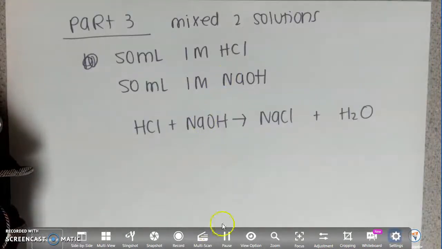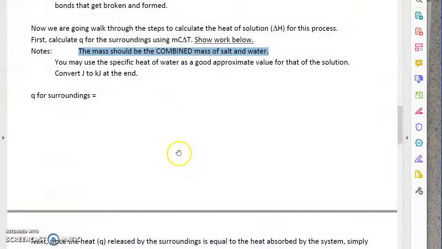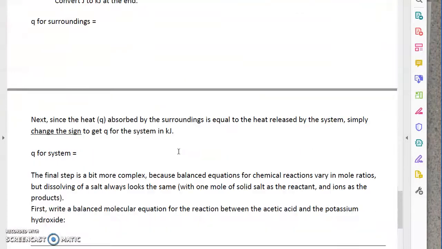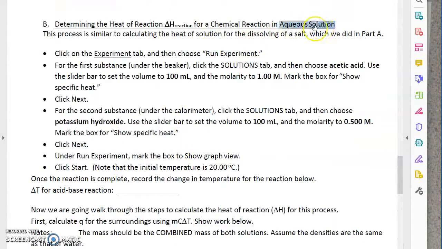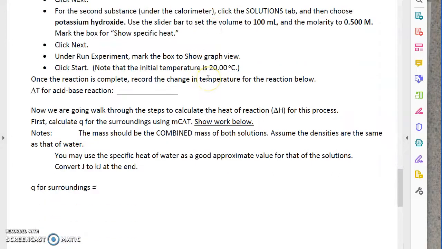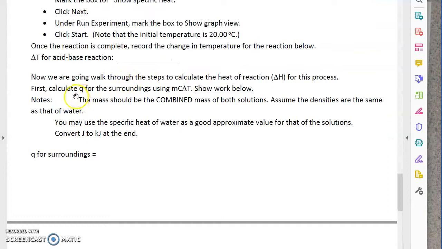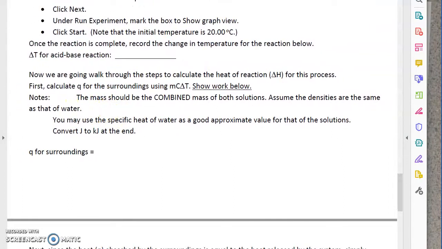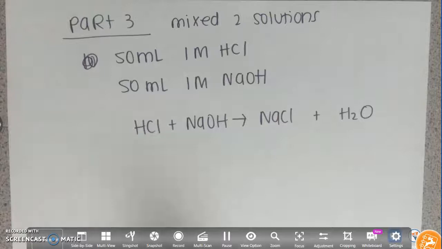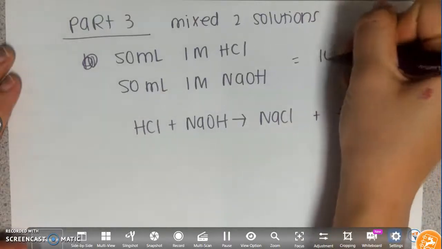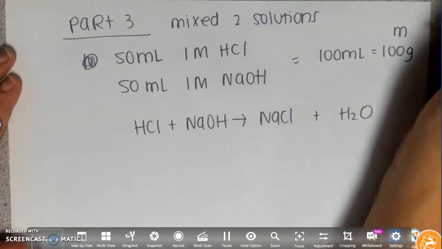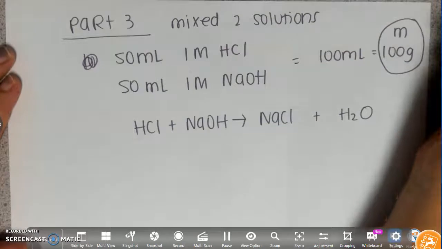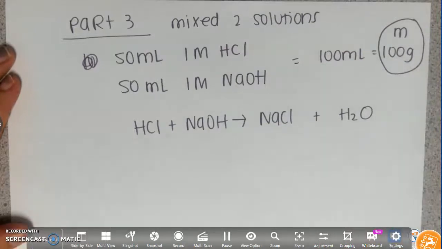Part 3, you were mixing 2 solutions. Part 3 was just like in the lab, the online lab that we did, this part. Solutions in an aqueous solution. So got our delta T, and then it says your mass is your combined mass of both solutions. And so in this one you had 50 milliliters of each, so that's total 100 milliliters or 100 grams. That's my mass value that I'm going to use. My delta T, whatever, you have that.